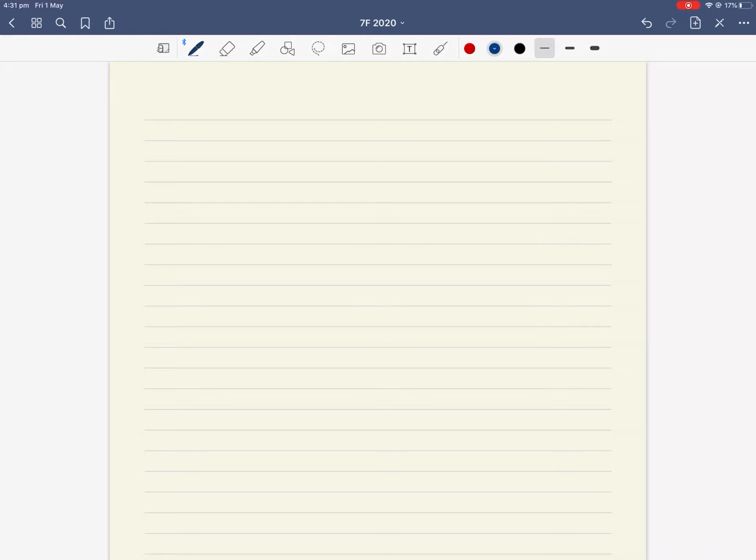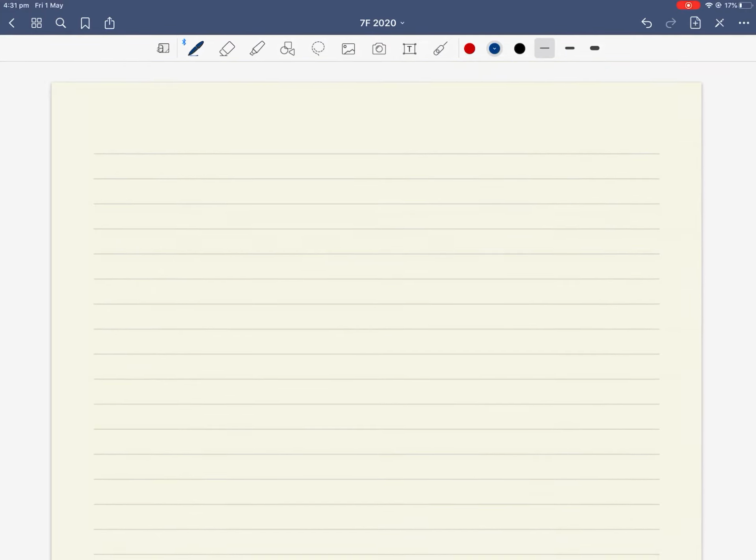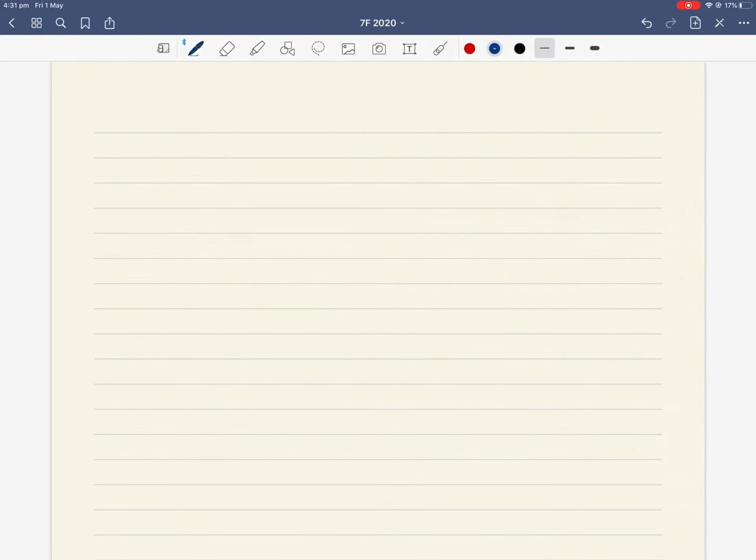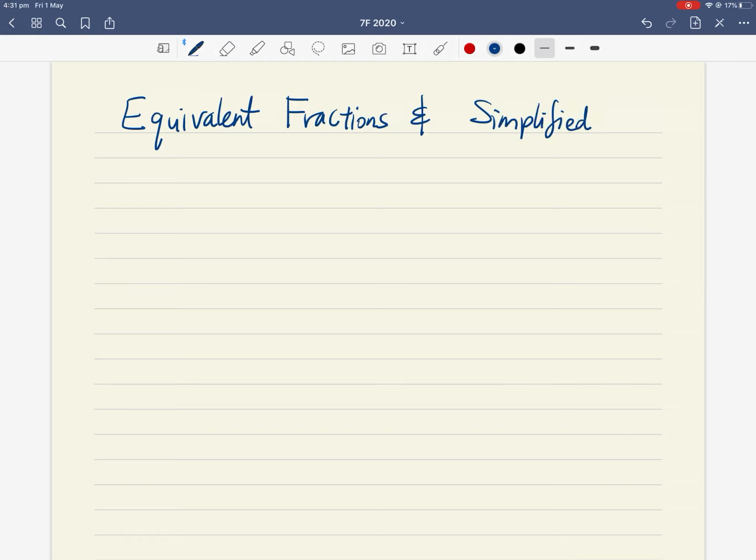Today we're going to continue on our fractions journey. So today we're going to look at equivalent fractions and simplified fractions. So that's our title for today. Equivalent fractions and simplified fractions.